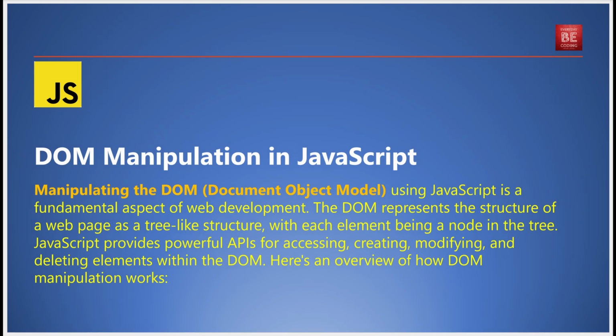Ever pondered about how web pages are dynamically updated? The secret lies within the fascinating world of the DOM, the Document Object Model, and its manipulation using JavaScript. The Document Object Model, or the DOM, is the structure of a web page represented as a tree-like structure, with each element being a node in the tree.